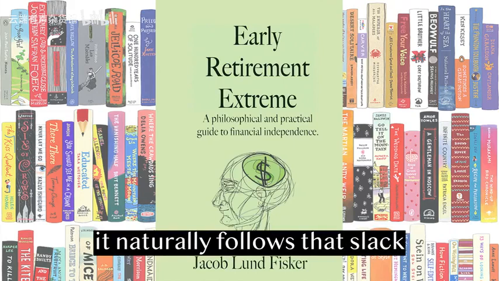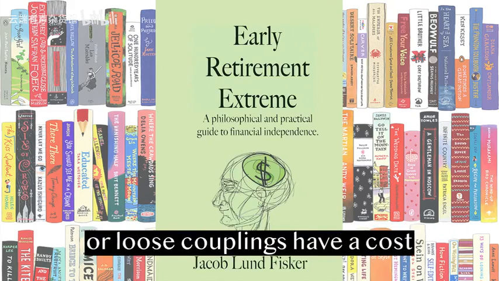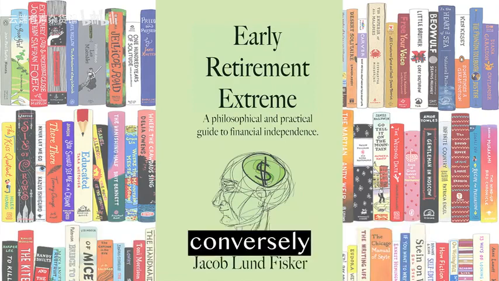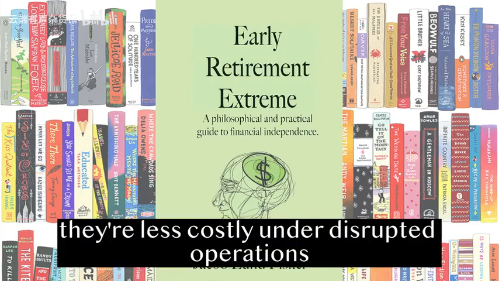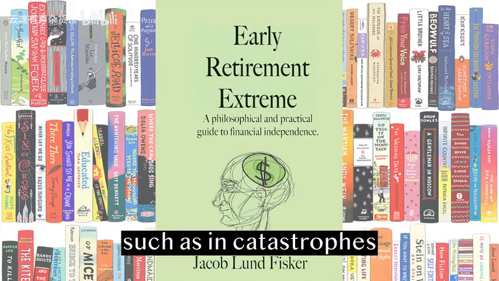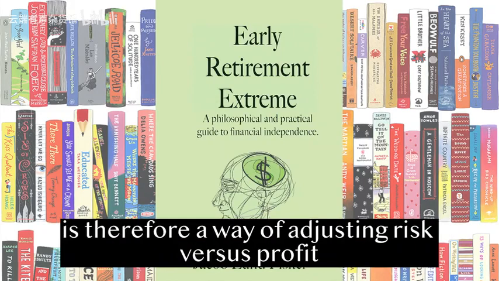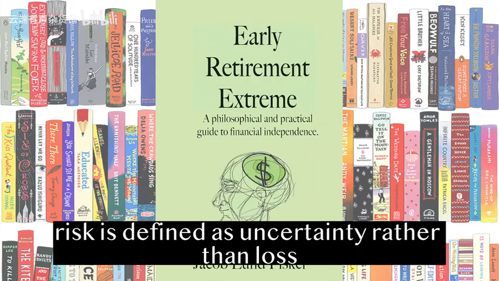It naturally follows that slack or loose couplings have a cost, in that they're less efficient under normal operations. Conversely, they're less costly under disrupted operations, such as in catastrophes. Changing the tightness or looseness of a coupling is therefore a way of adjusting risk versus profit. Here, risk is defined as uncertainty rather than loss.